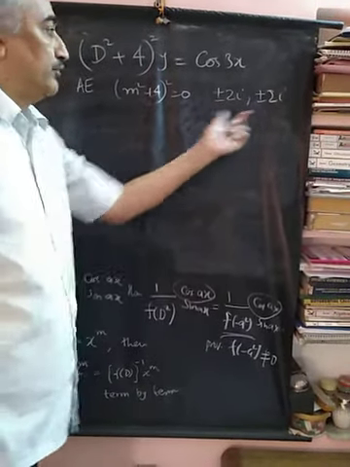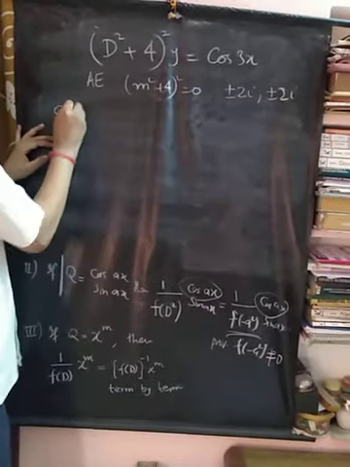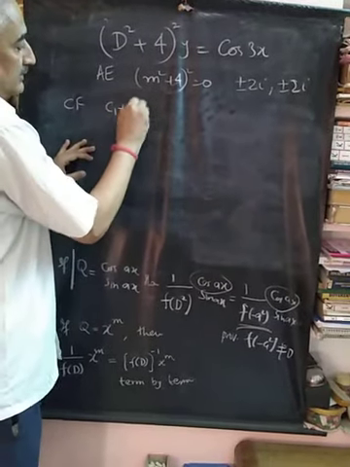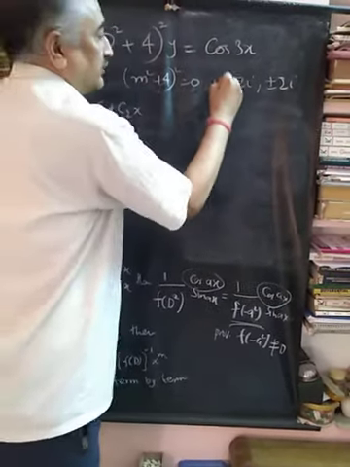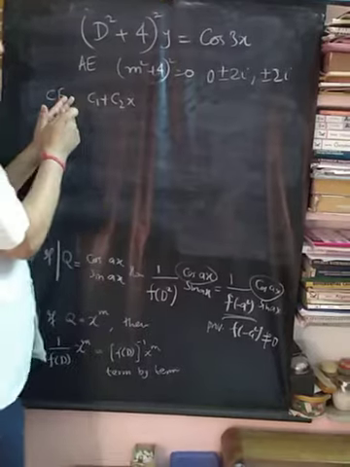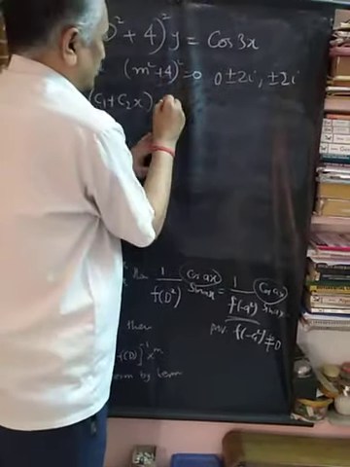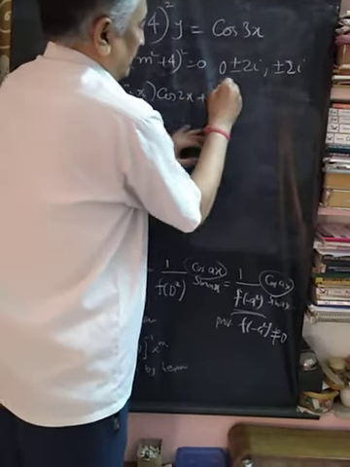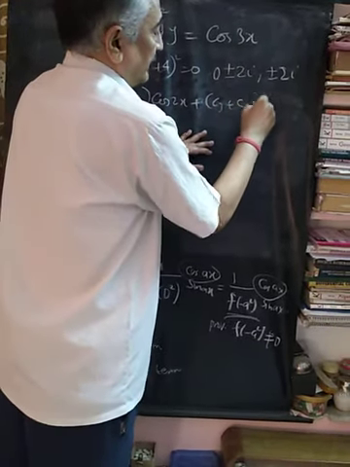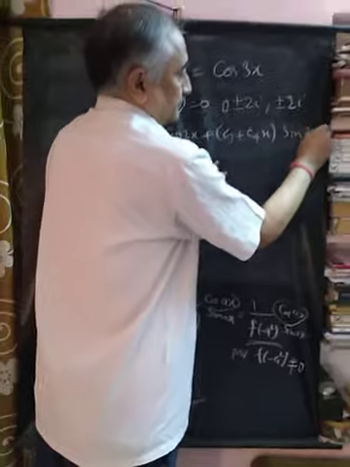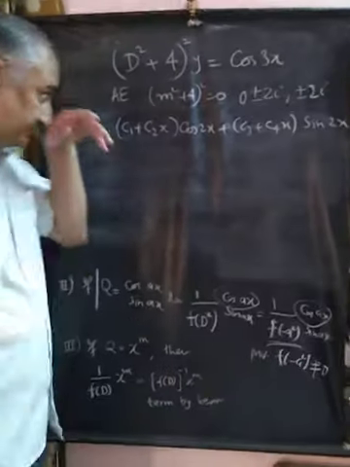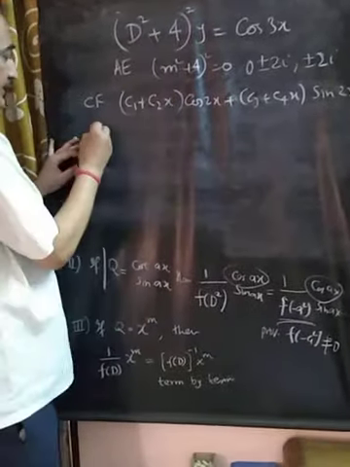So there are two complex pairs of roots. So I will write the complementary function as (c1 plus c2x), because 0 is there, so exponential 0x is 1, so (c1 plus c2x) cos 2x plus (c3 plus c4x) sin 2x. Now I will find the particular integral.